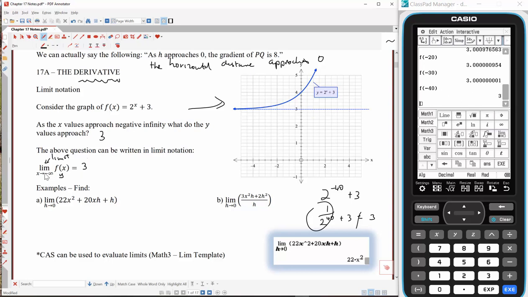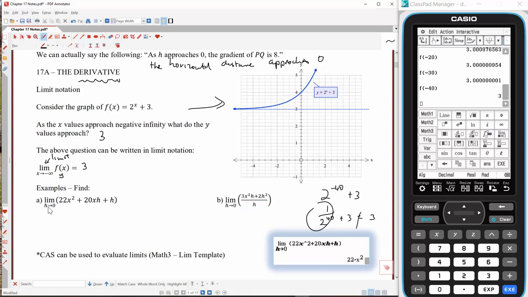Okay, but we're going to say that the limit as x approaches negative infinity, the y value will become or get closer and closer and closer to the value 3. Not equal to 3, but closer and closer and closer to 3. All right, so let's just try some out. The limit of this function here, or this expression here, as h approaches 0.